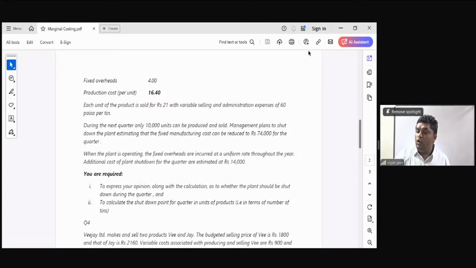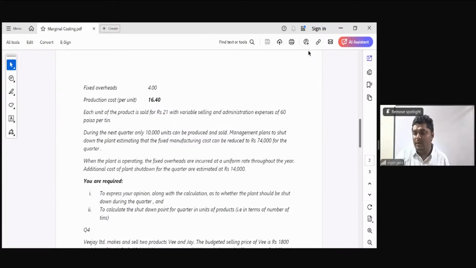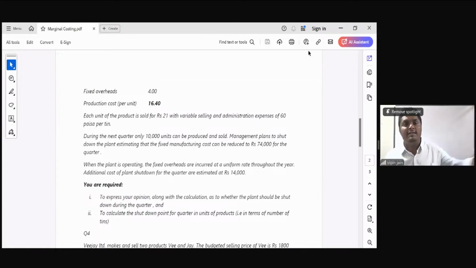You are required to express your opinion along with the calculation as to whether the plant should be shut down during the quarter or not. And second, to calculate the shutdown point for the quarter in units of product, that is, in terms of number of tins. So there are two questions. First point is whether the plant should be shut down or not. If yes, then how much is the loss, whatever it is. And second point is what will be the shutdown point. For the first question, you have to advise whether the plant should be shut down or not. Waiting for your answers now.